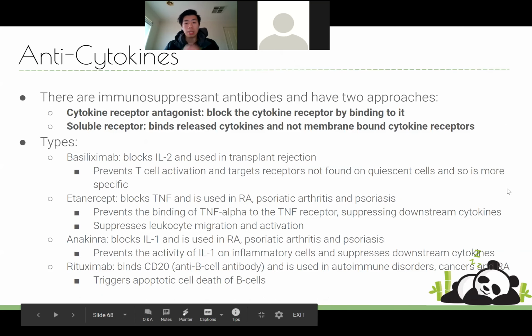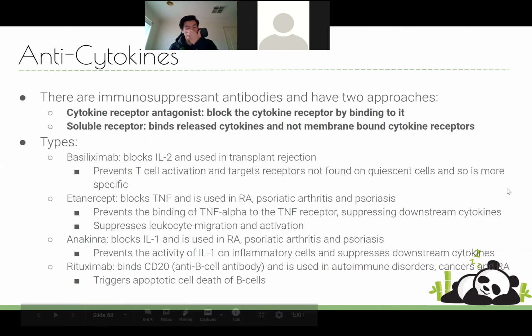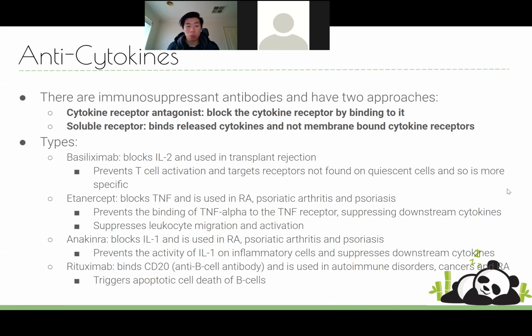Your anti-cytokines. So these are immunosuppressant antibodies, which have two approaches. They either will antagonize the receptor, so block the cytokine receptor, or they will be a soluble receptor which binds released cytokines and not membrane-bound cytokine receptors, i.e. they just bind to the ones that are already in the bloodstream or in the area.